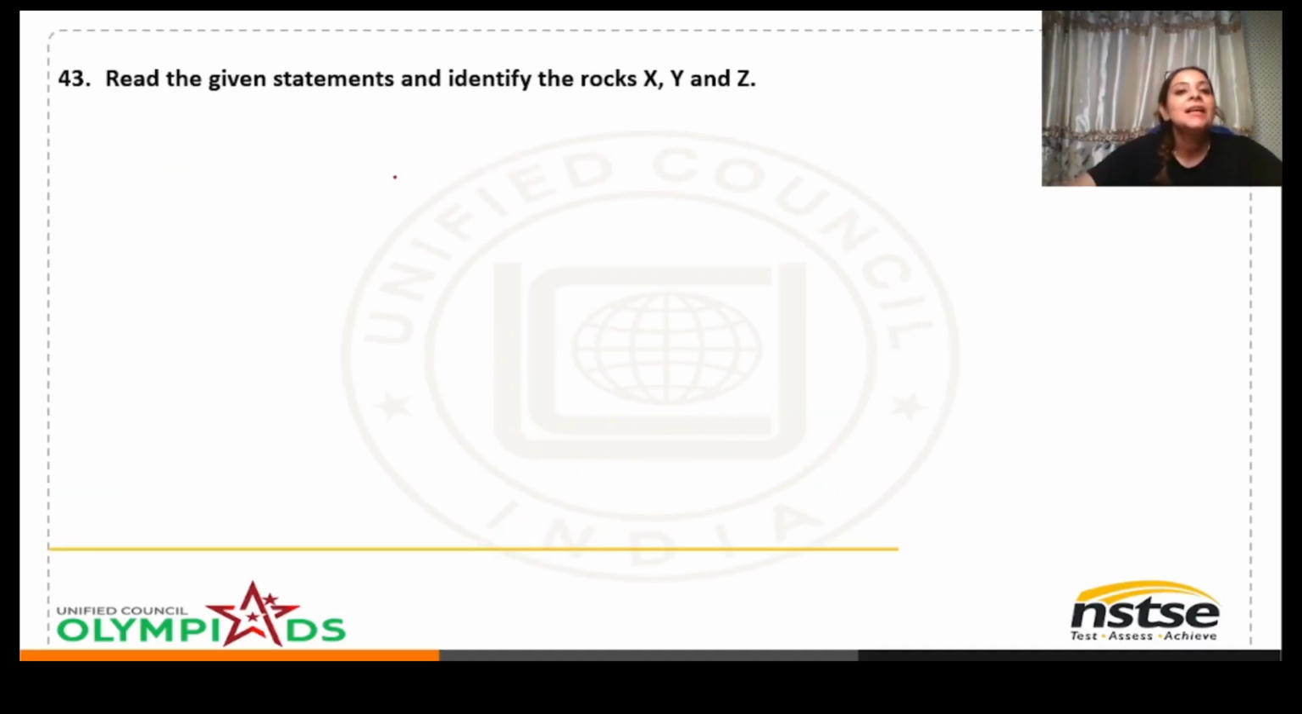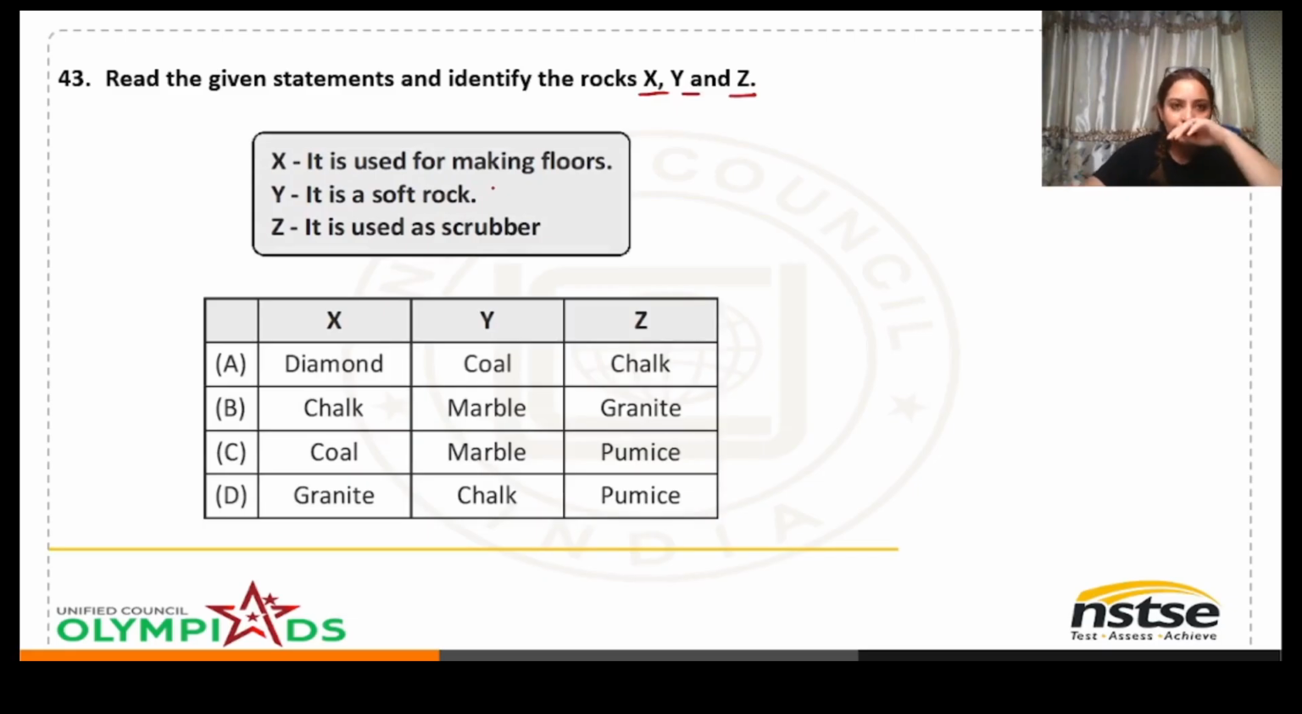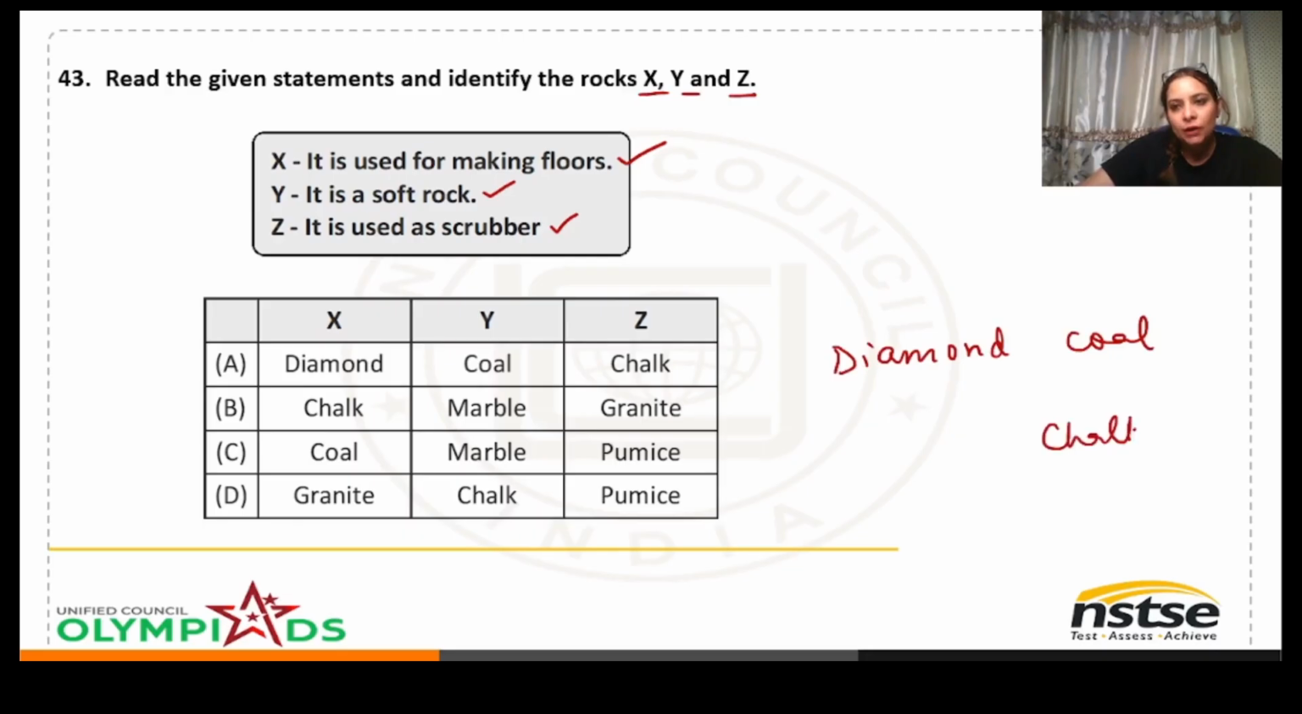Next question says, read the given statements and identify the rocks X, Y, Z. So the statements are, X is used for making floors. That is, X is used to make floor tiles basically. Y is used as a soft rock and Z is used as a scrubber. Now we know that here in this option, we can see that we have got diamond, we have got coal, we have one of the options as chalk and also granite, and last we do have pumice stone.